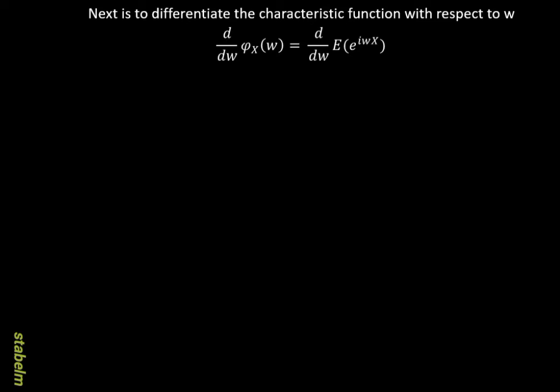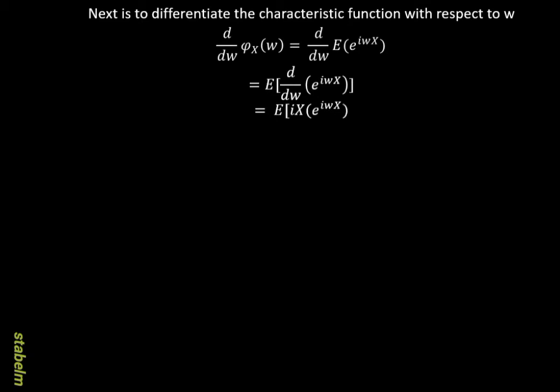So this is what we're talking about. This is equal to the expectation, E[e^(iwX)], which is the integral of the exponential. Now if we differentiate this e^(iwX) with respect to w, this will definitely give us iX e^(iwX). So the differentiation gives us E[iX e^(iwX)].